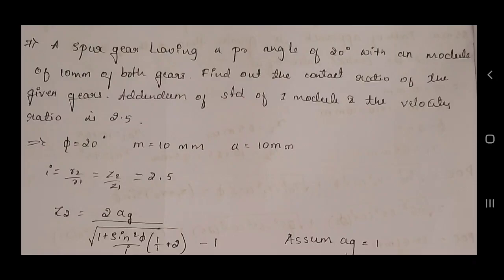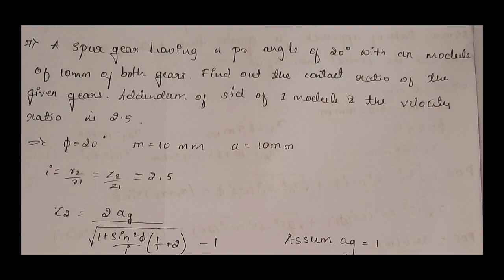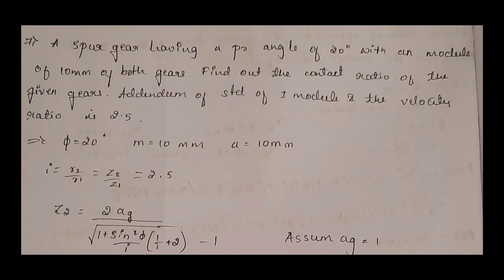Hi. The next problem is a pair of gears having a pressure angle of 20 degrees with a module of 10 millimeter for both gears. Find out the contact ratio of the given gears. Addendum is standard, one module, and the velocity ratio is 2.5. So he specified very minimum data for this particular problem.